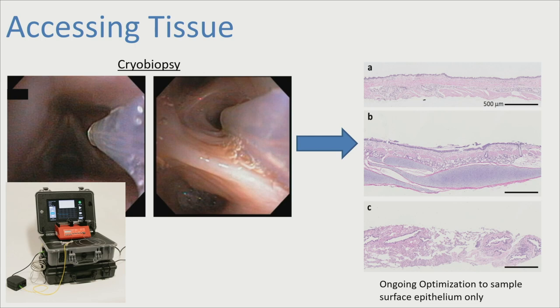This is data from initial animal sources showing that we can in fact do this safely in a porcine model. And so we have ongoing optimization to use this cryobiopsy as an add-on probe to our LAPD system, which is under development, that could use for partial thickness cryobiopsy to be able to answer a lot of these questions of tropism and delivery in a larger fashion.